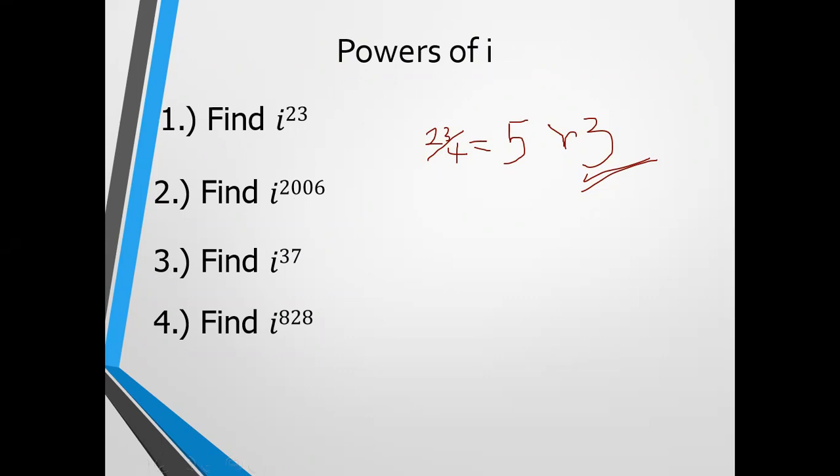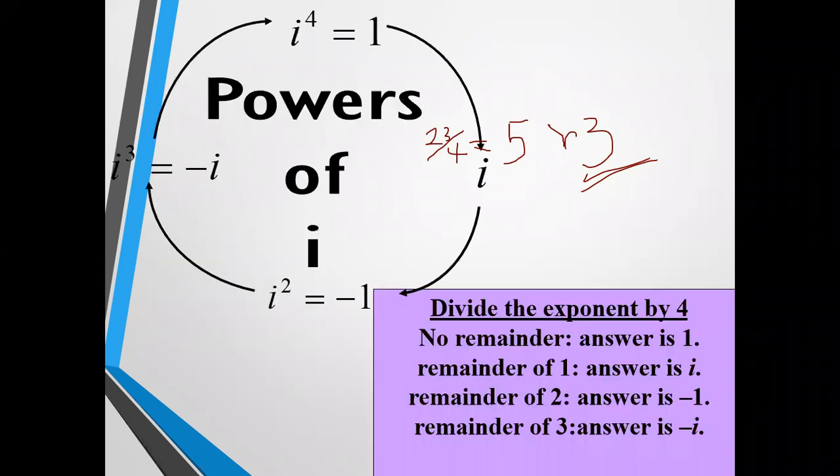Let's try 2006. If you want to do it for 2006, you divide it by 4. You get 501, and when you multiply 501 by 4, you are going to have a remainder of 2. So if you have remainder 2, what's i going to be? When you have remainder 2, it's going to be minus 1.